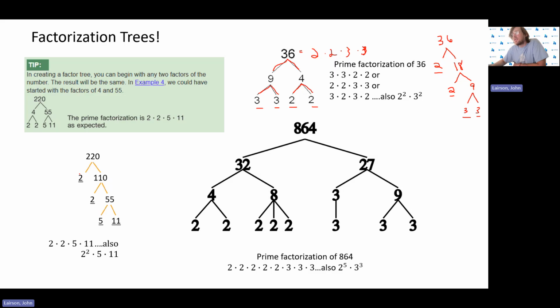I'll do 220 myself as well. So 220, this is even, so we can break it up into 2. 220 divided by 2 is 110. I'm sorry, 2 times 110 is 220, however you want to think about it. 110 is even again, it ends in a 0, so you can pull out another 2. 110 divided by 2 is 55.